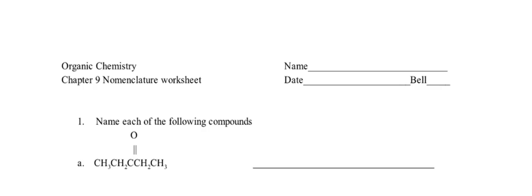Letter A, the first one, is not an aldehyde. How do I know that? The C double bond O is not at the end of the chain, so it's a ketone. You have to mention where the double bond O is. It's on that carbon right here. Let's check: 1, 2, 3 going left to right, or 1, 2, 3. It makes no difference. So I think it is 3-pentanone.